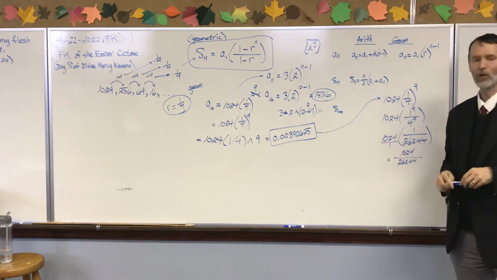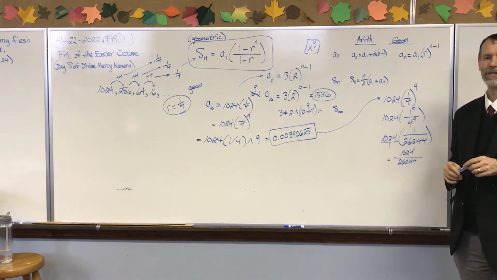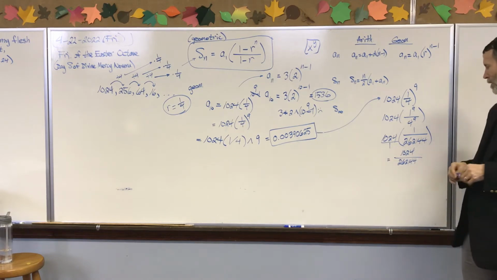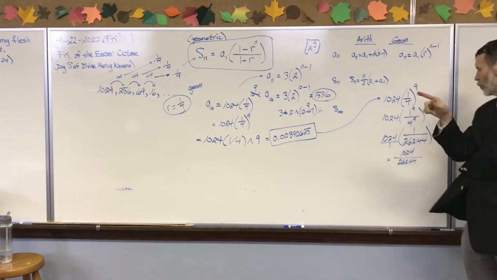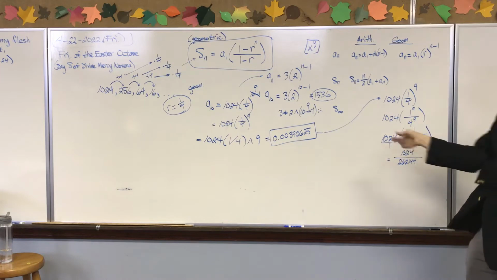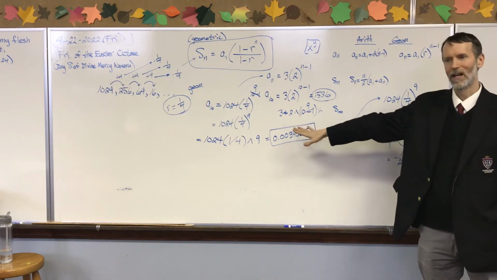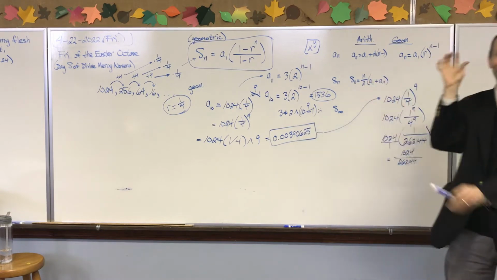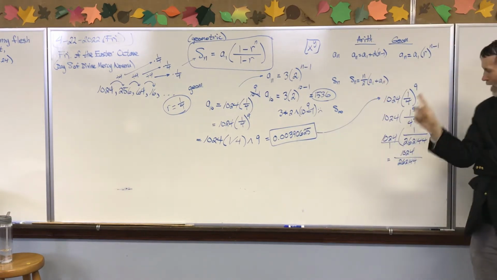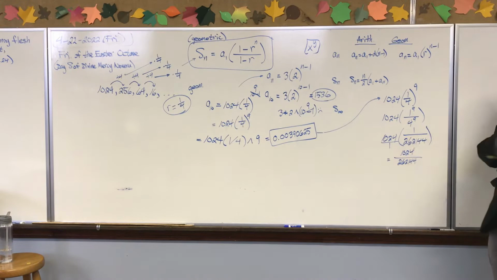Okay. So, can you reduce it? Yes, I can. If you type in 1024 divided by 262,144, you'll get this decimal, which is great, but I want to reduce it, not decimalize it.